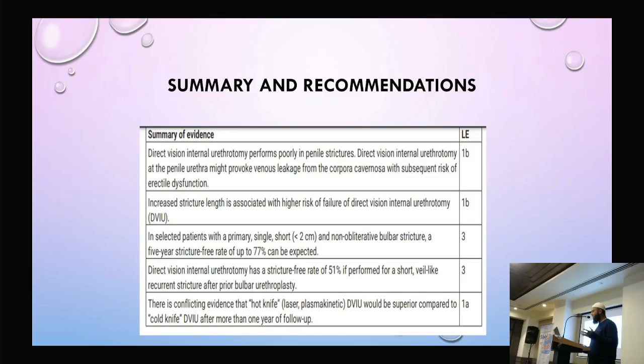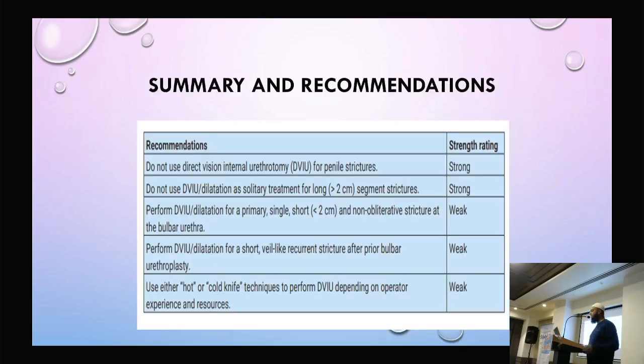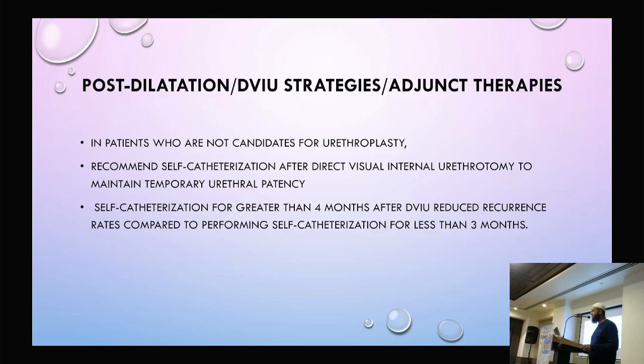Ideal patients are those with strictures less than 2 centimeters. DVI has a stricture-free rate of 51% if performed in recurrent patients. And there is conflicting evidence on whether hot, either laser or plasma kinetic DVI, is superior to cold knife, but there is only one study. So the strong recommendation is do not use it in penile strictures and do not do it in strictures of more than 2 centimeters.